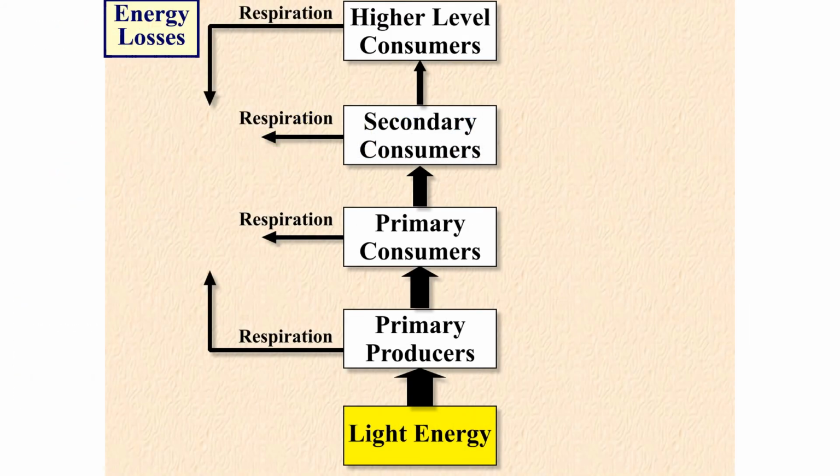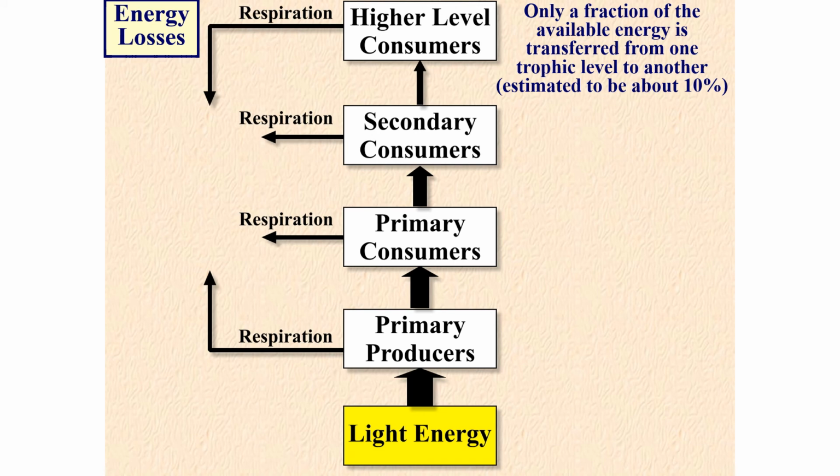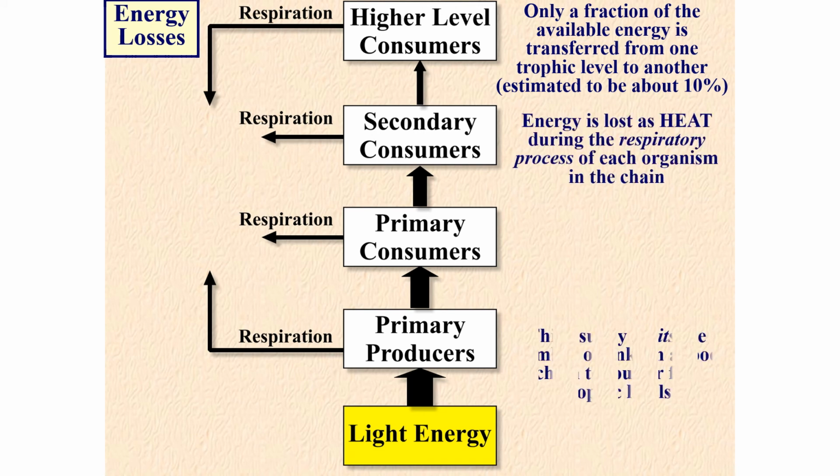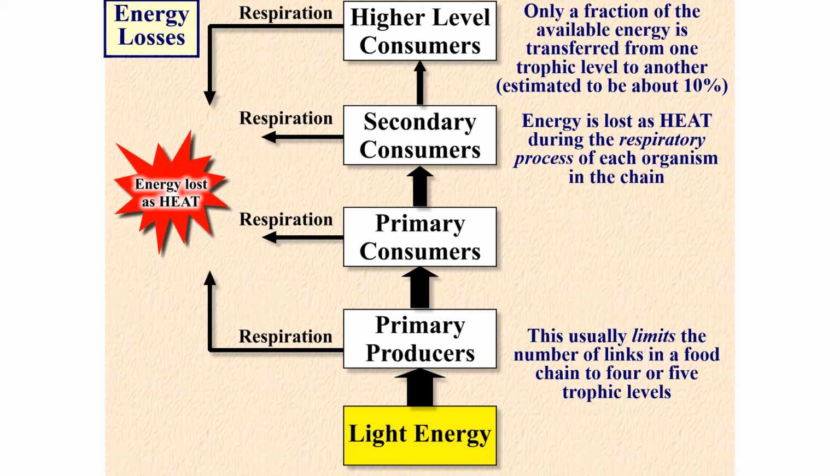Okay, this just shows the same thing. It's just reiterating the same point, really. It's just showing you that we've got here the light energy passing to producers by the process of photosynthesis, and then to primary consumers, to secondary consumers, to higher level consumers. These, don't forget, are our different trophic levels.